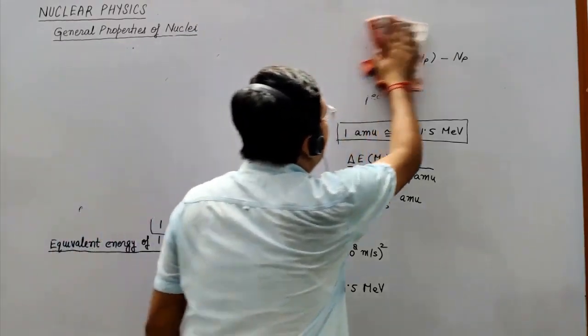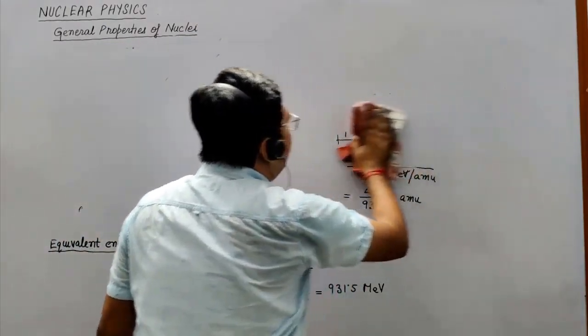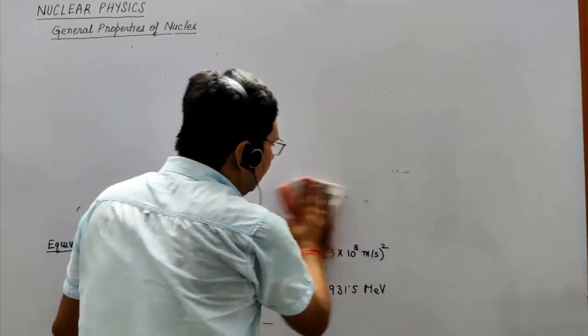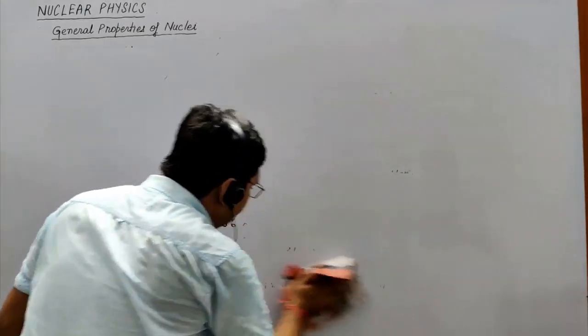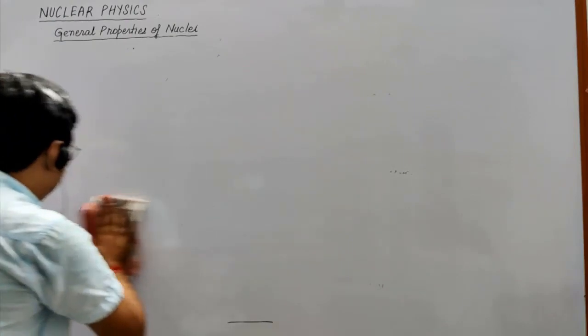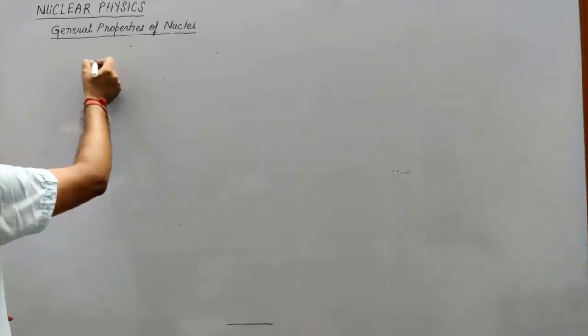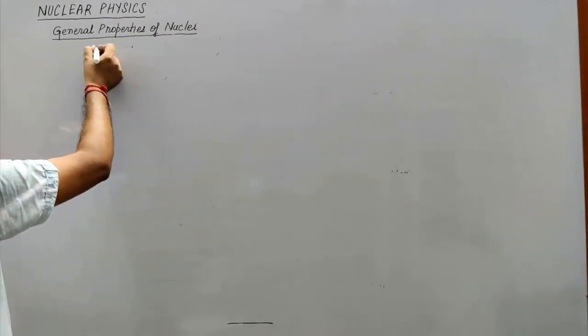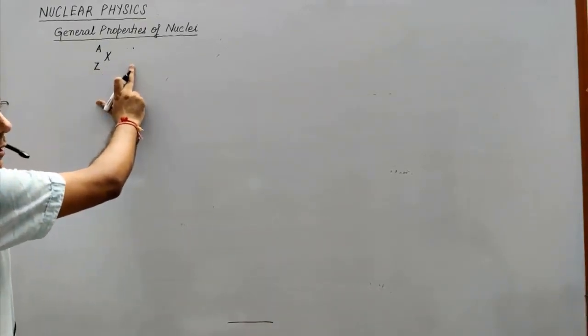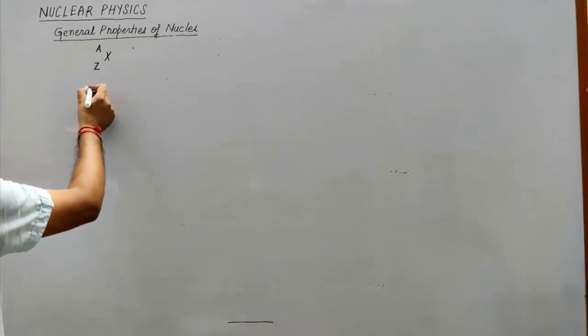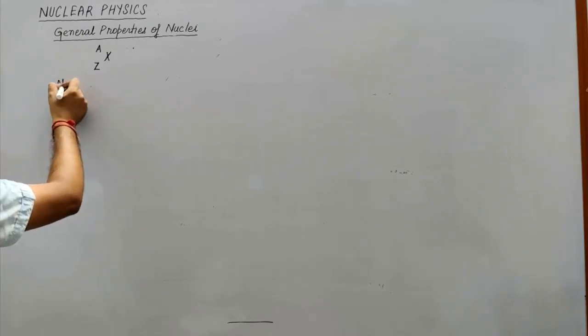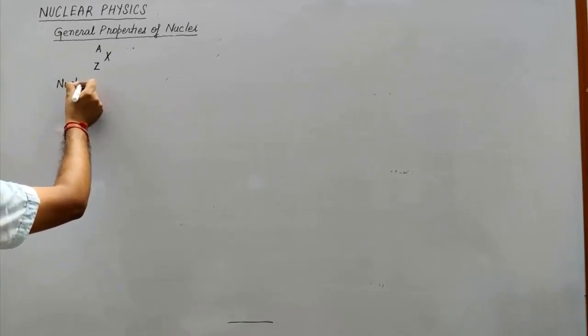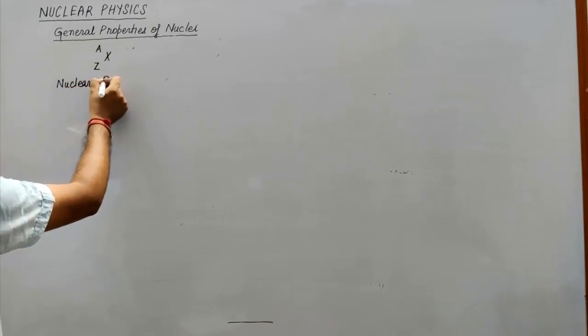How can we calculate the nuclear radius of a nucleus? If we are given a nucleus represented by ZXA, then how can we calculate its nuclear radius? Suppose the nucleus is ZXA, and I want to find out the radius of this nucleus. Then the formula for nuclear radius. What will be the nuclear radius?